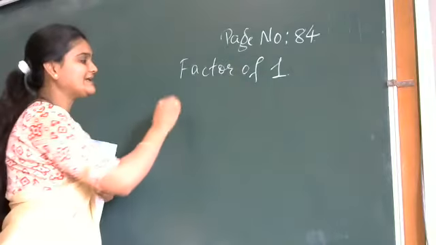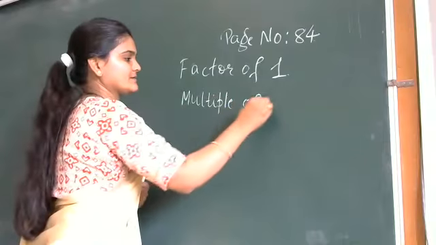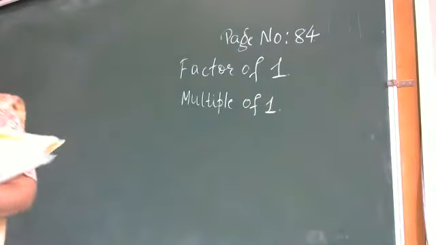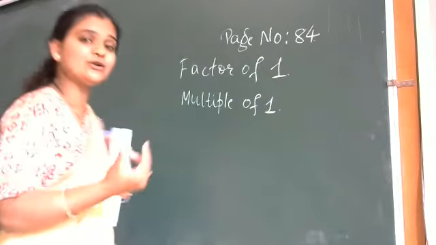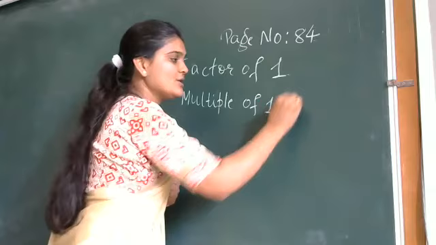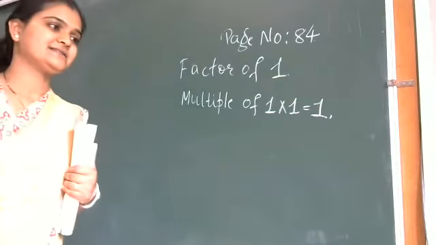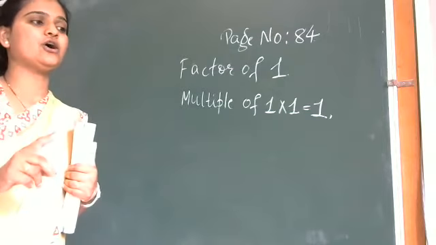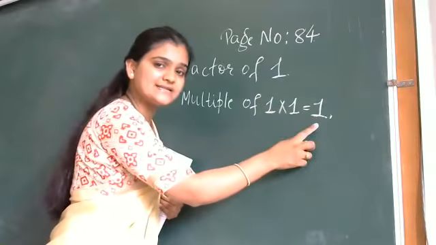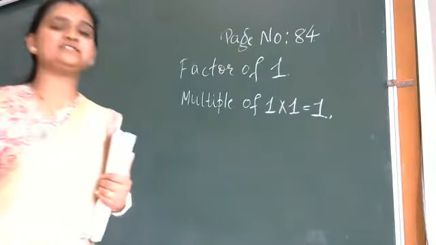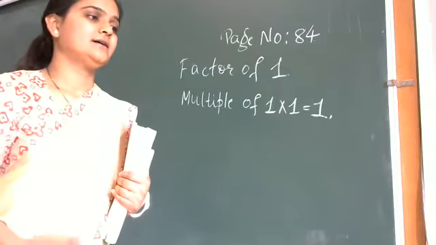Okay? What is the multiple of 1? Yes, multiples of 1. It is also a multiple of 1. Now, if you want to find the multiple of 1, it is 1 into 1 is equal to 1. Yes, the factor and the multiple of 1. The multiple of 1, its factor is 1 itself. I hope the first point is clear.